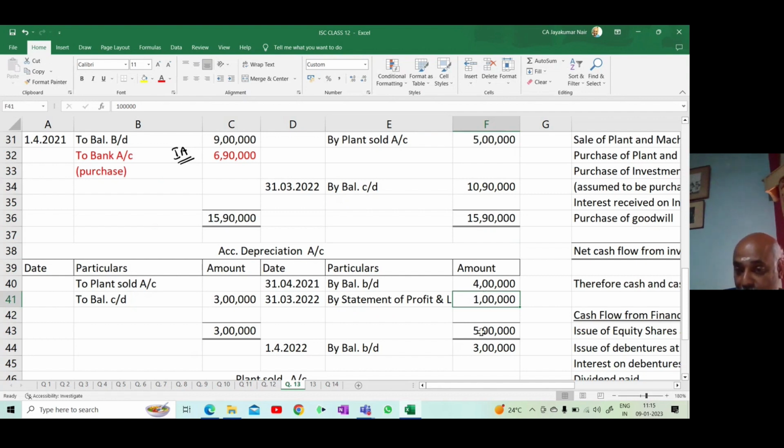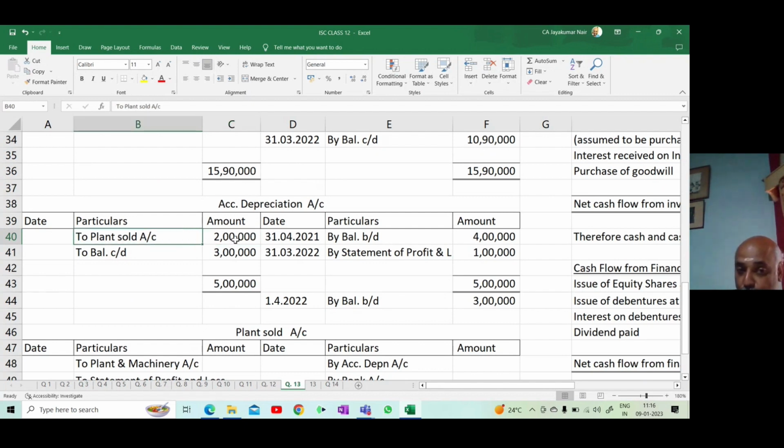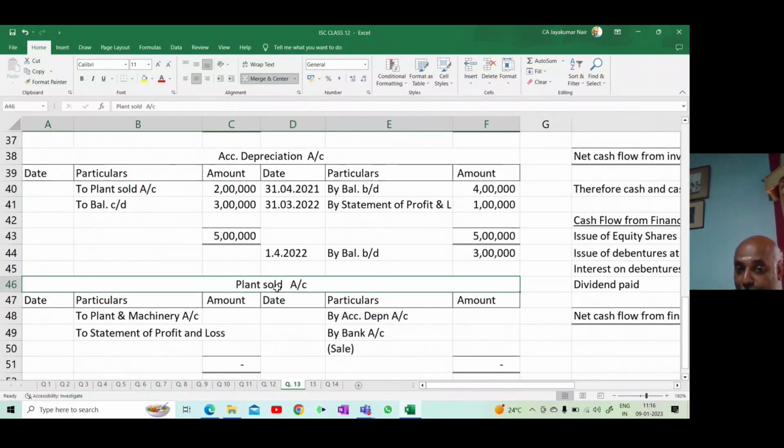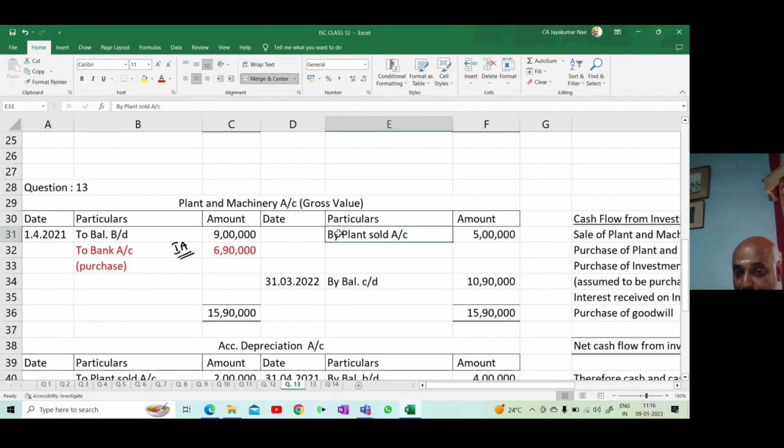So this side total is 5 lakhs. Remember, closing balance should have been 5 lakhs if there was no sale of asset. But the closing balance has been reduced to 3 lakhs. That means 2 lakh rupees is the value of depreciation on the asset sold. You have sold one plant and machinery, the accumulated depreciation on that particular asset is 2 lakhs. So we will write here to plant sold account 2 lakhs. Since you have written here plant sold, you will open plant sold account.